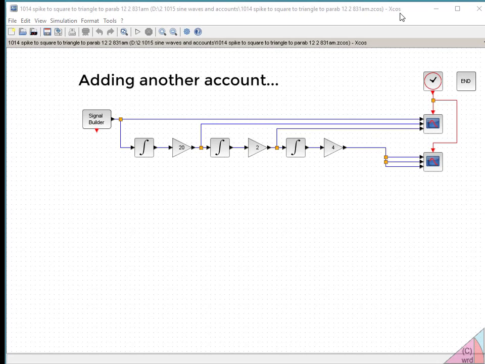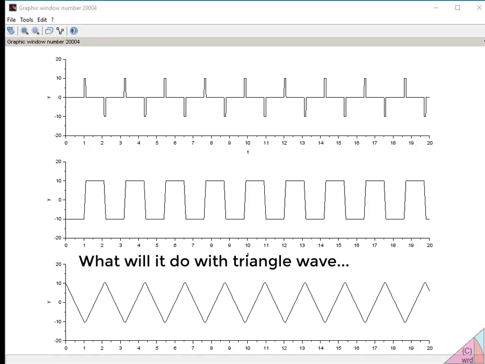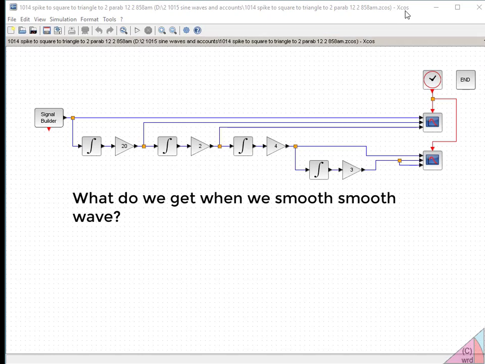Now let's follow the second account with a third account. What will it do to triangle wave? We look pretty smooth now. That seems to be what the accounts are good at. Fewer sharp corners each time as we add accounts. What comes after smooth wave? Smoother wave? What does that mean?